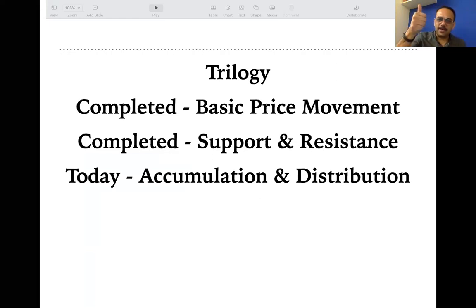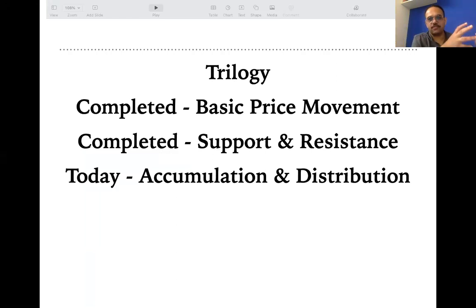First we completed the basic price movement. Then, based on the basic price movement, we understood support and resistance. From support resistance, now we come to accumulation and distribution. So that is the third and most important part of the basics.